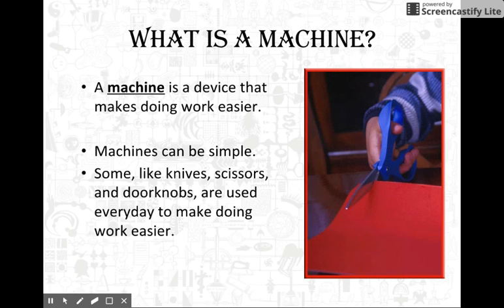So what is a machine? A machine is just a device that makes doing work easier. It either changes the direction in which we apply a force, or we have to apply less force because we're using the machine, so it makes our work easier. Machines can be as simple as a knife, a scissor, a doorknob, a lot of everyday objects. They make our work easier.